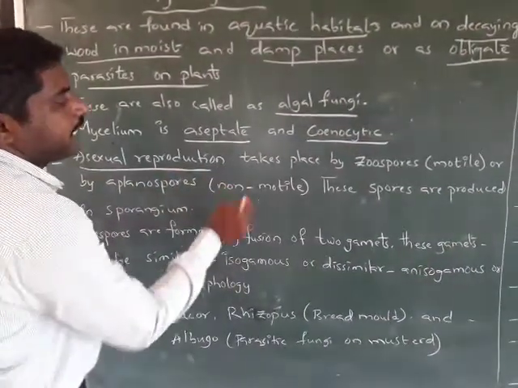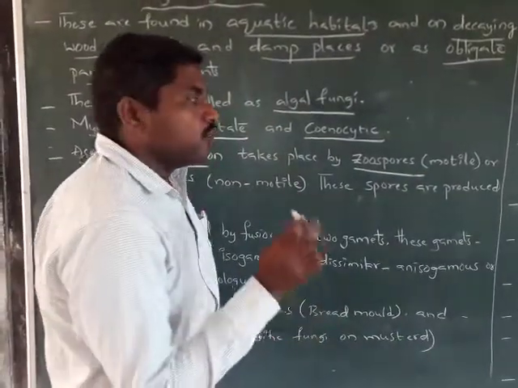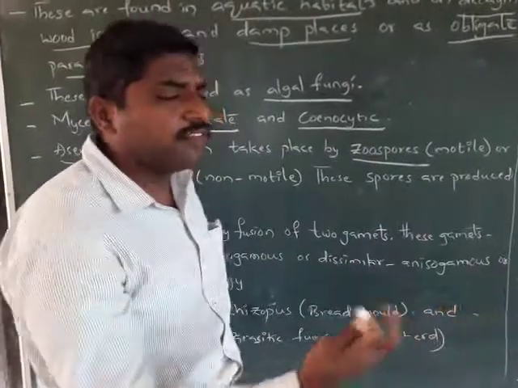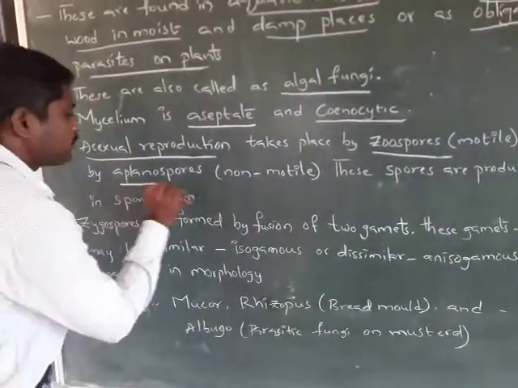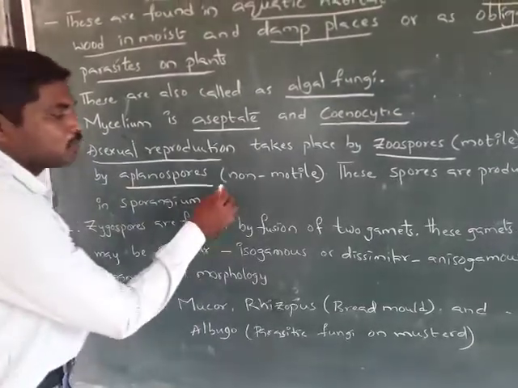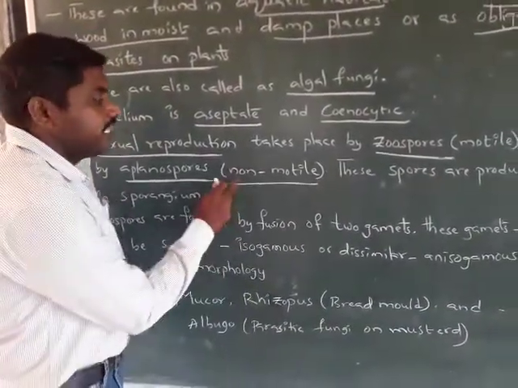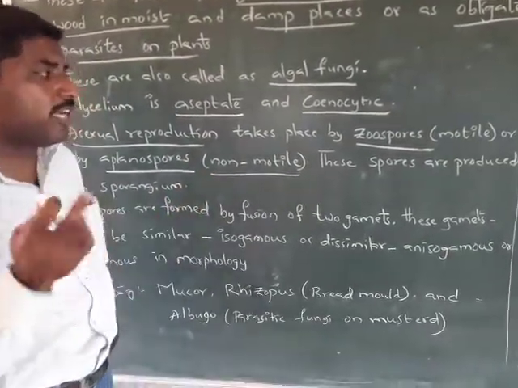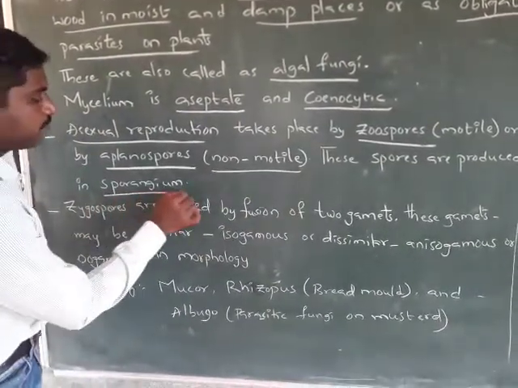Coming to asexual reproduction, it takes place by zoospores, which means they are motile, which means they are moving, or aplanospores. Aplanospores are non-motile, thin-walled cells. These spores are produced in sporangium.